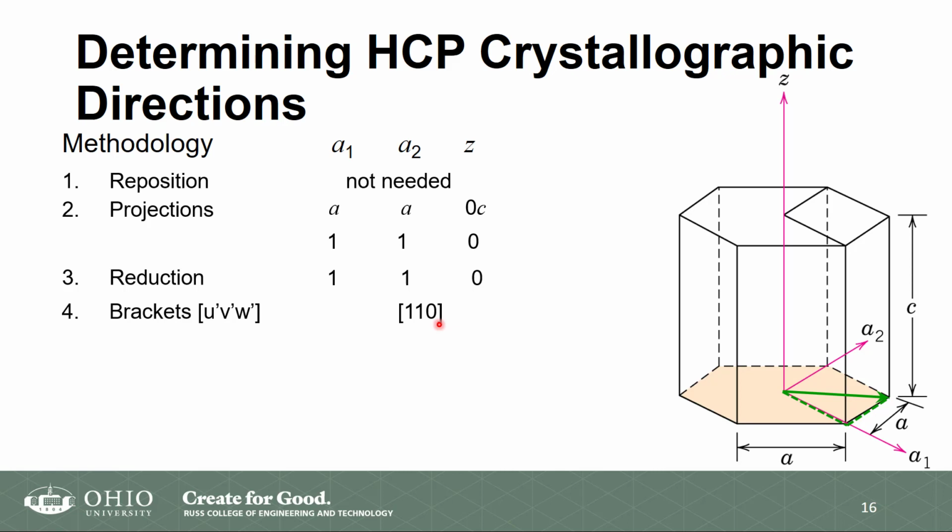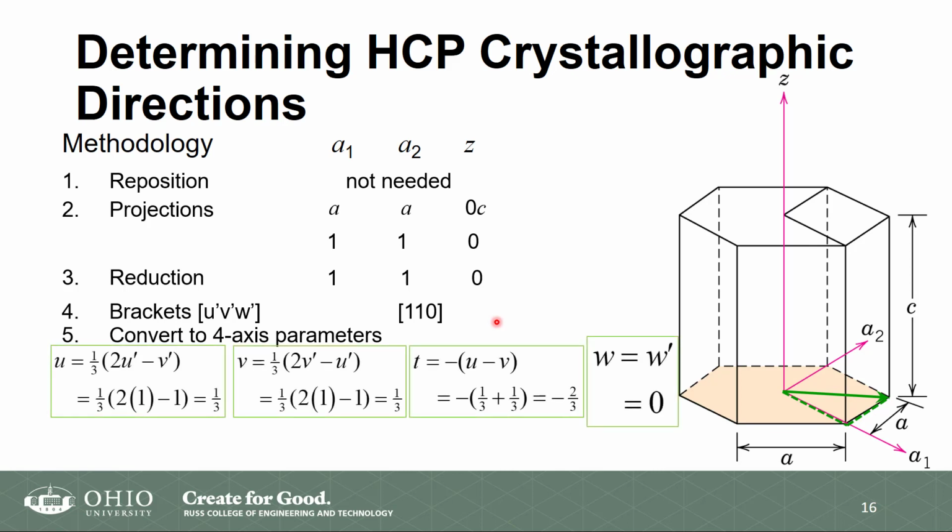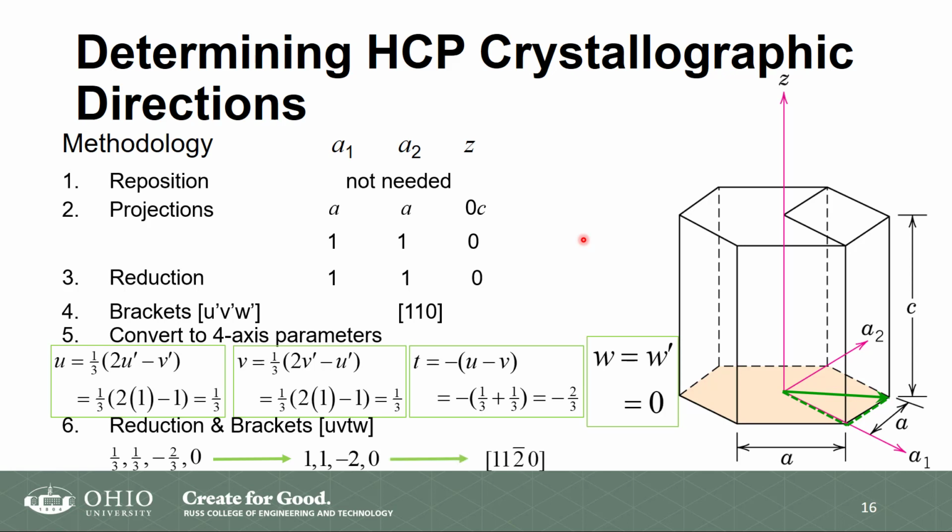The next step is to convert these 3 indices into 4-axis parameters using the formulas in the previous slide. So we convert our u prime, v prime, and w into u, v, t, and w, and we end up with 4 different coordinates. And once we have those 4 coordinates, we reduce them. So in this case, we're going to multiply by 3 to get only integer numbers. And we have 1, 1, -2, and 0. And then we place those into square brackets. And finally, we have our 4 Miller indices.